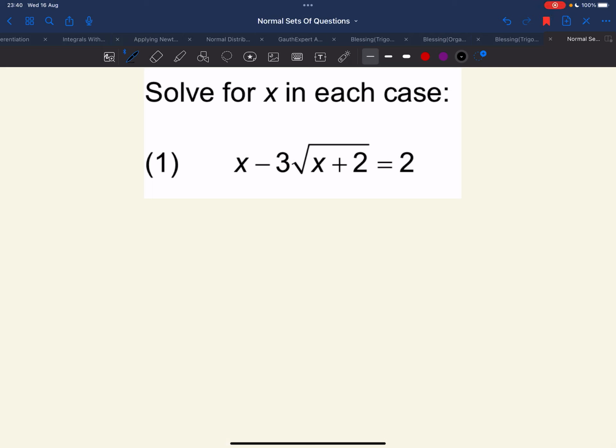Right, so now we are given another equation, which is x minus 3 square root of (x plus 2) equals 2. This kind of equation, in maths, we refer to as a radical equation.